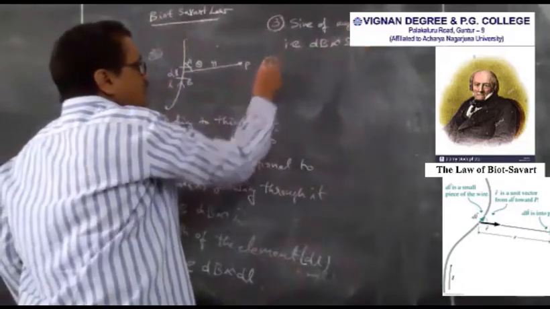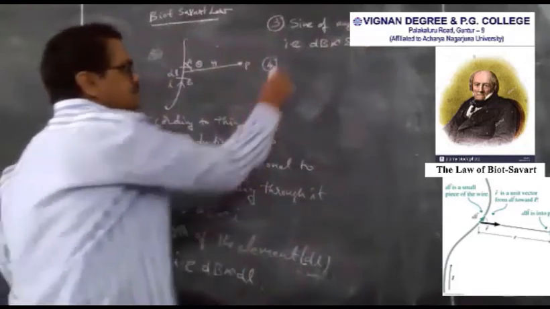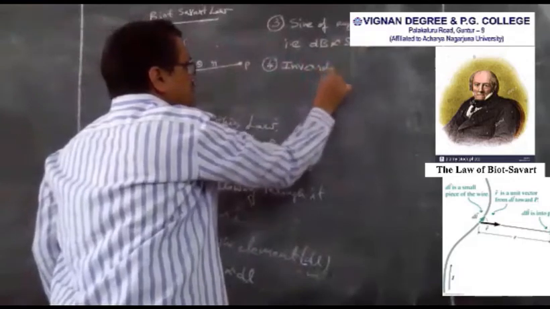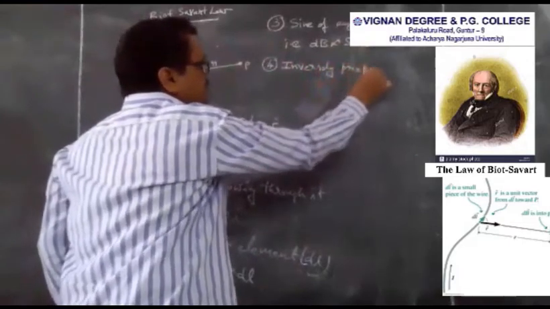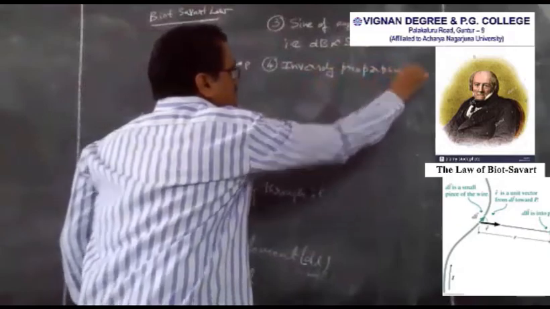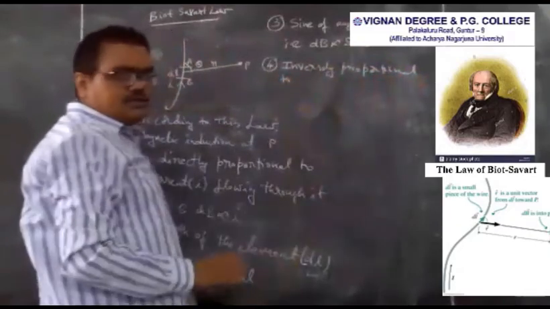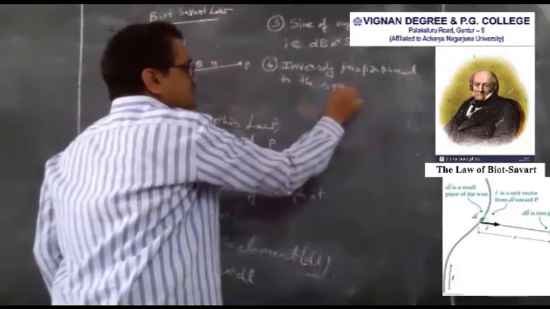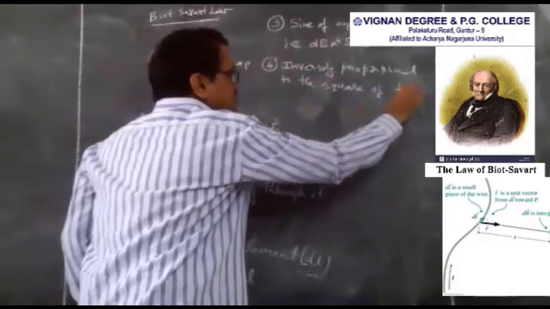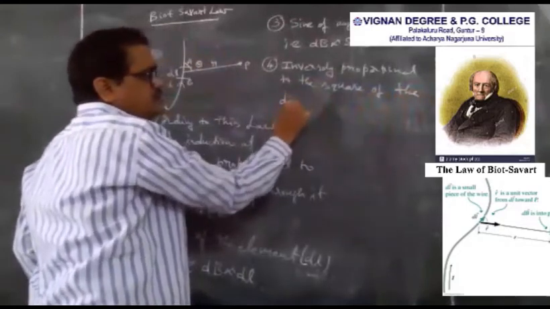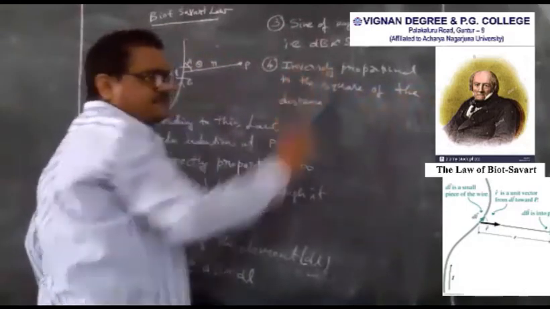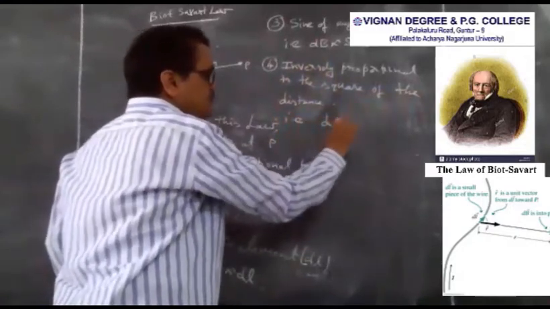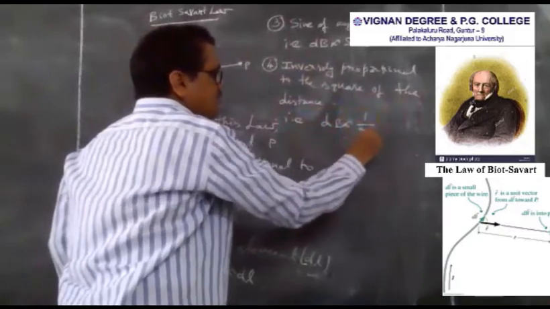Finally, fourth one, inversely proportional to the square of the distance. That is dB proportional to 1 by r square.